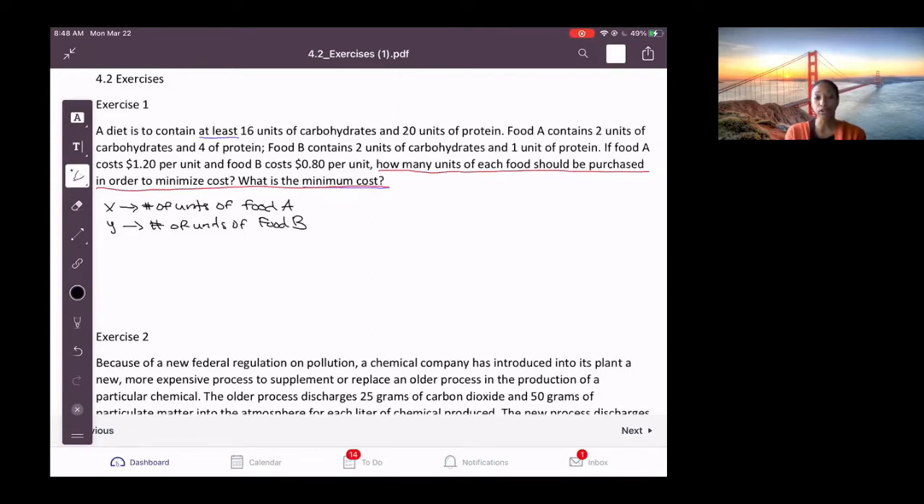All right, those are the things we're trying to find. How many units of A and B we should purchase in order to minimize the cost. And then we also want to list out our objective function.